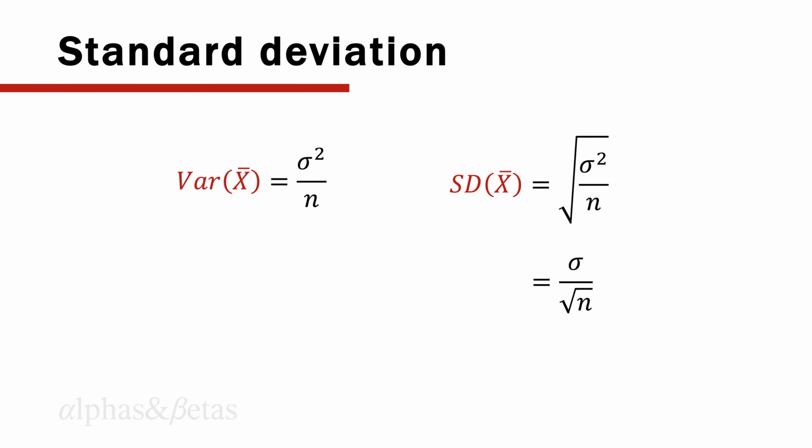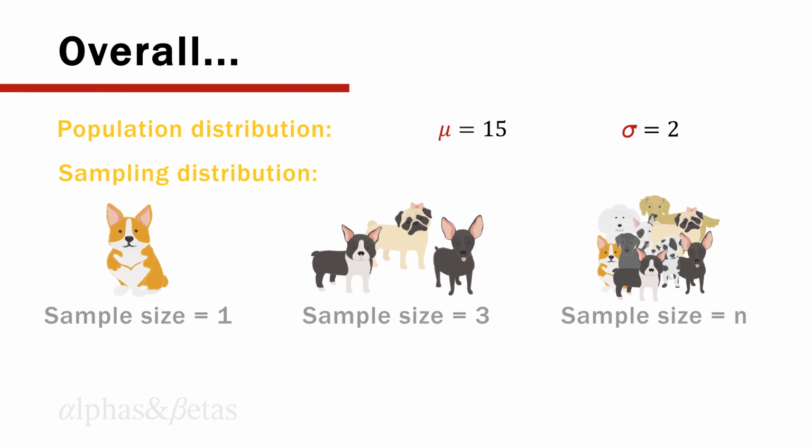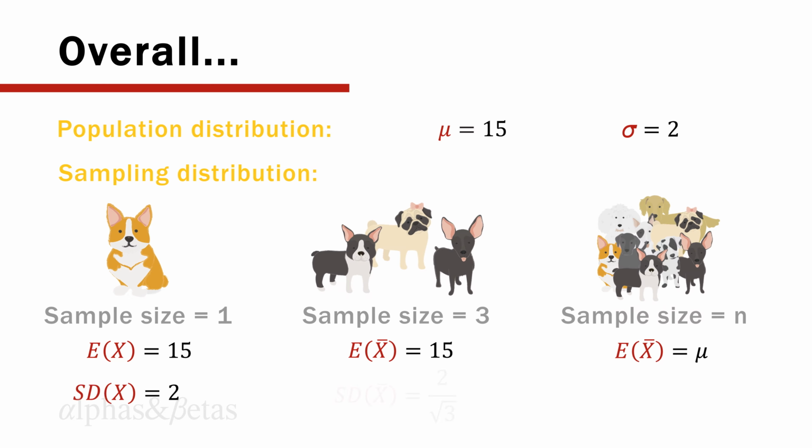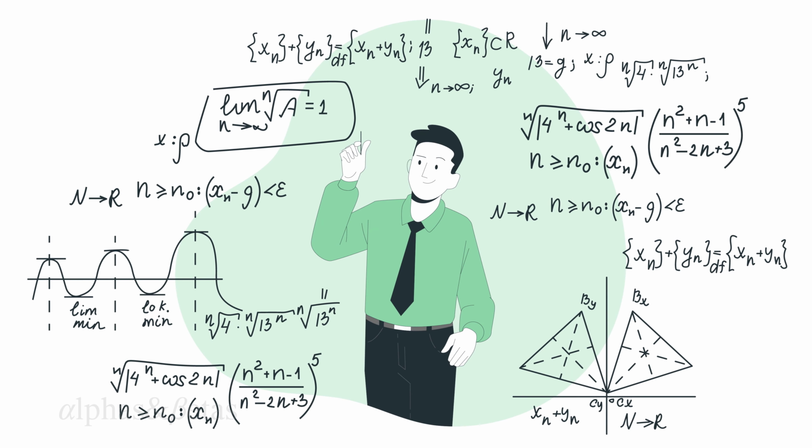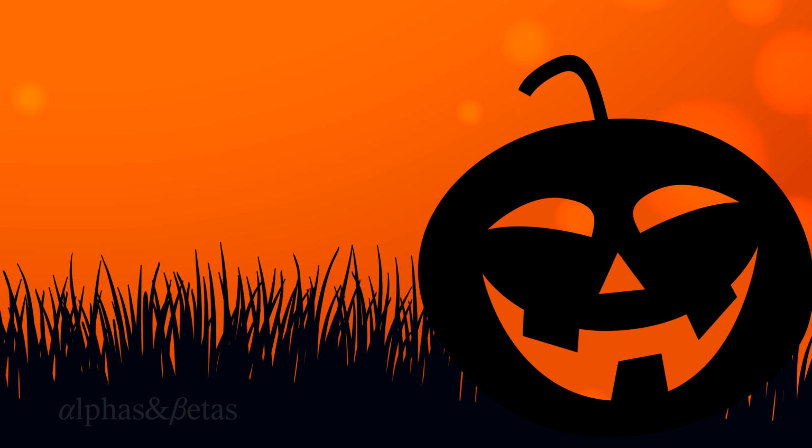The standard deviation is the square root of the variance, so sigma on root n. The formulas show that the sampling distribution of the sample mean will always have a mean equal to the population mean, and a standard deviation equal to the population standard deviation divided by the square root of the sample size. By the way, congratulations. You just did a math proof. Not so scary, was it?